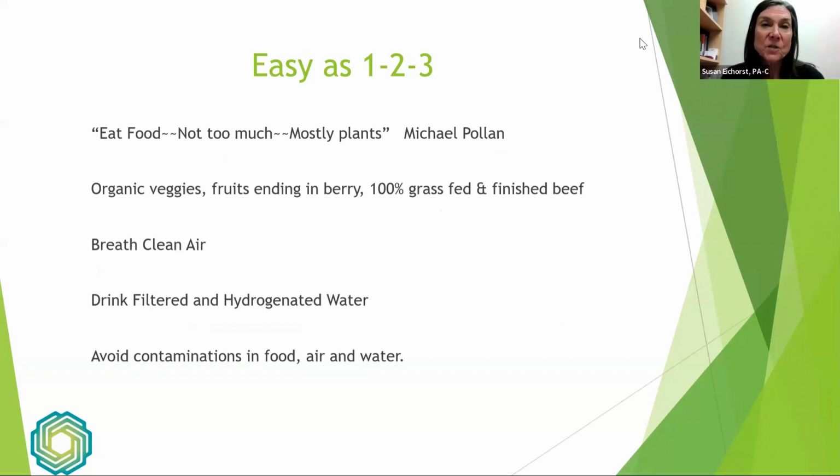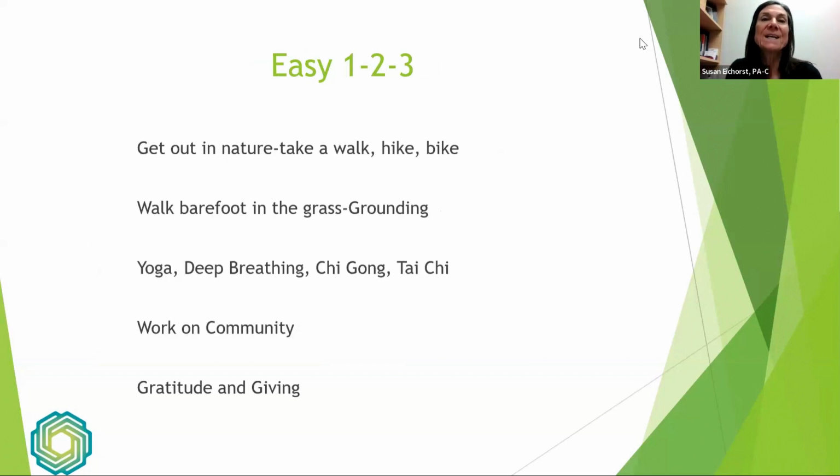Eat organic vegetables. Eat more berries or fruits that end in berry. Please spend more money and get 100% grass-fed, grass-finished beef. Clean air. Drink filtered water. Avoid contaminated food. Get out in nature. Take a walk. Go hike. Go bike. Go walk barefoot. Yoga. Deep breathing. Work on your community.